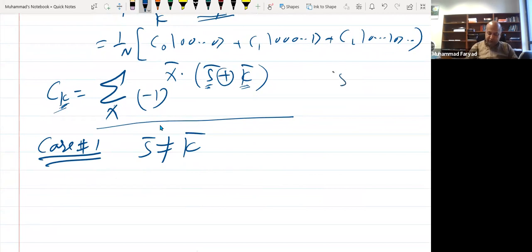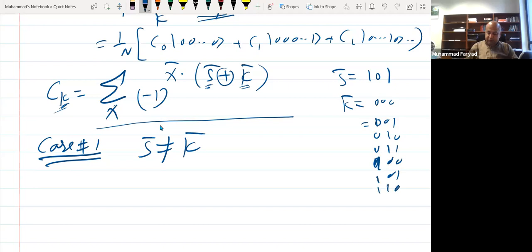Just to give you an idea again, this X bit string, let's say, is 101, but this K bit string can be 000, 001, 010, 011, 100, 101, 110, 111. For each K, because we have to find this coefficient for each K, and for each of these K, there's a sum over X. So when K is taking different values, there are two situations: one is when K is exactly the same as S, and the other is when K is different from S.